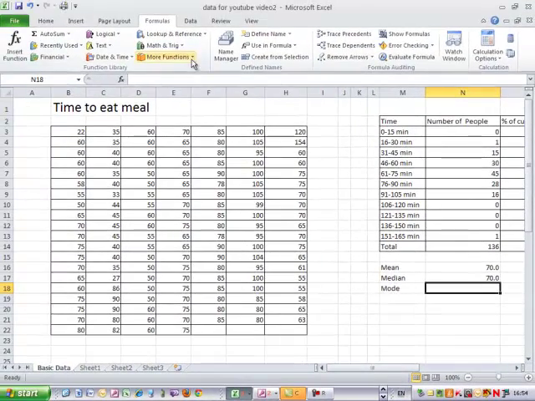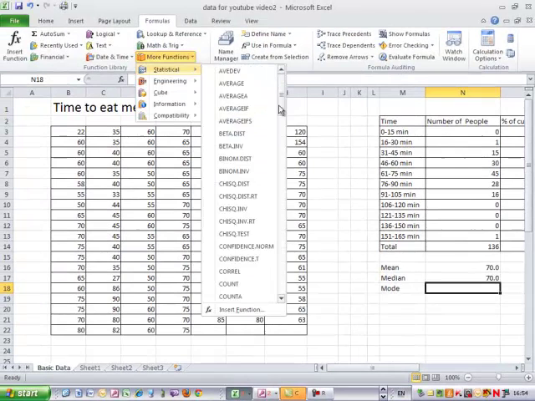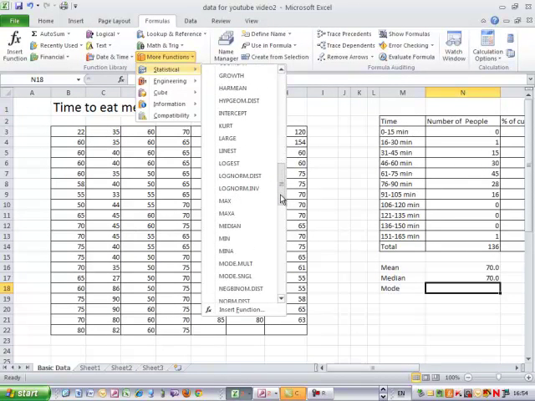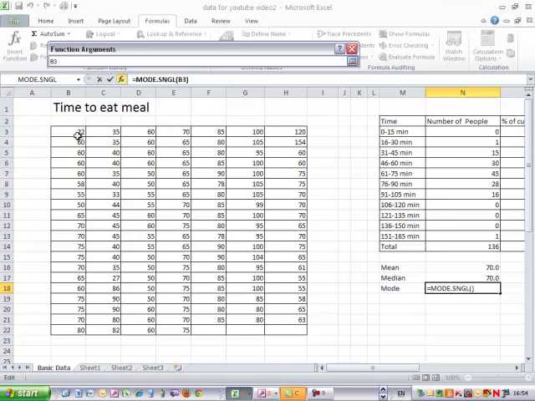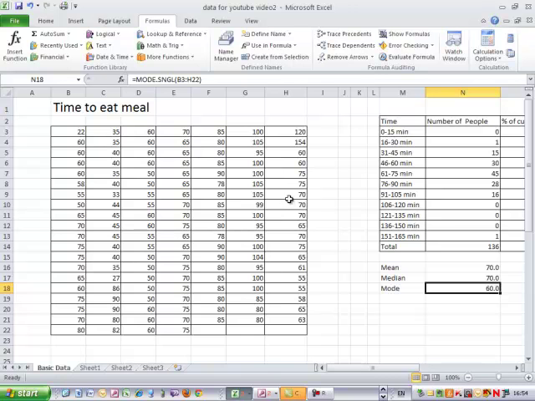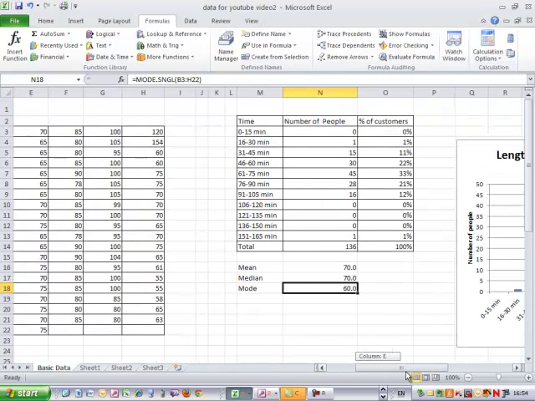So let's do that. More functions, statistical, and look for the mode. Use the red arrow, highlight the numbers, red arrow, OK. And the most common number, or time, is 60 minutes.